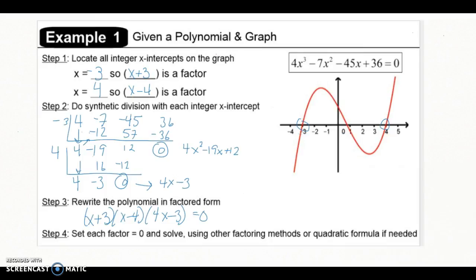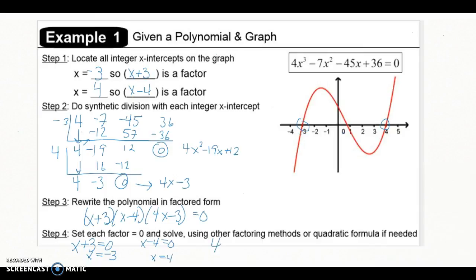We set this one equal to 0, x plus 3 equals 0. Subtract 3 on both sides, x would be -3, which we already knew. Next factor, x minus 4, set that equal to 0 as well, and then solve for x. So x minus 4 equals 0. Add 4 to both sides. x is going to equal 4, which we already knew as well.